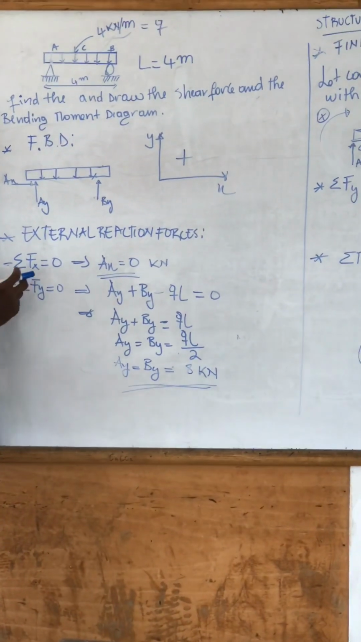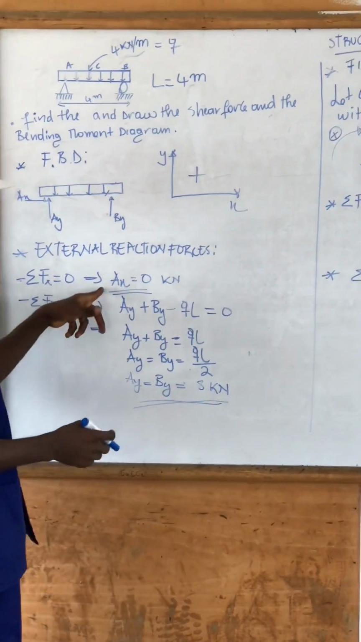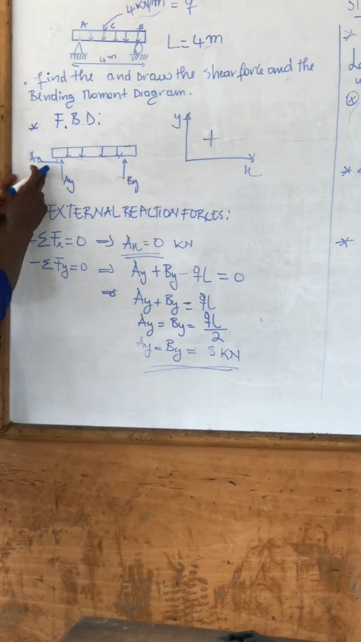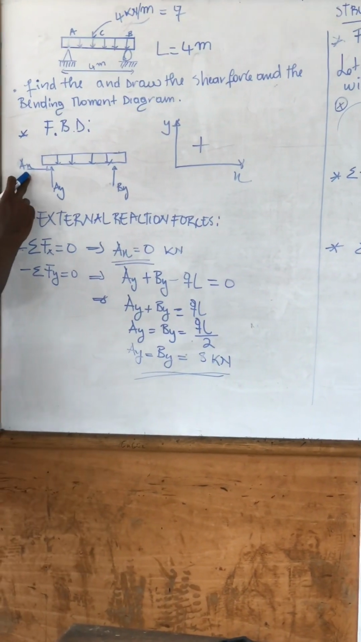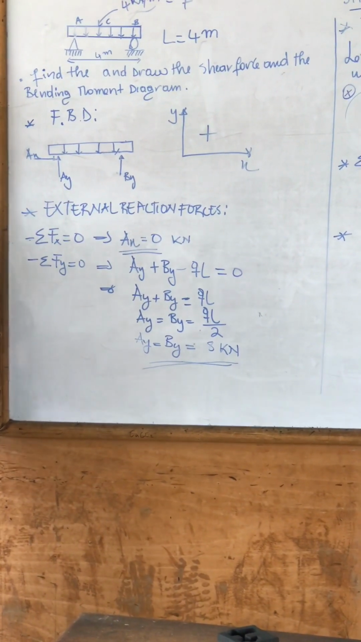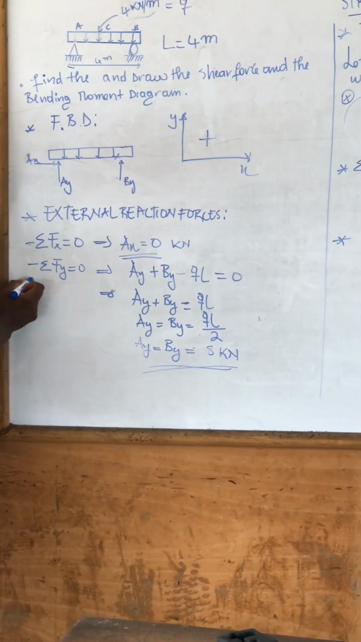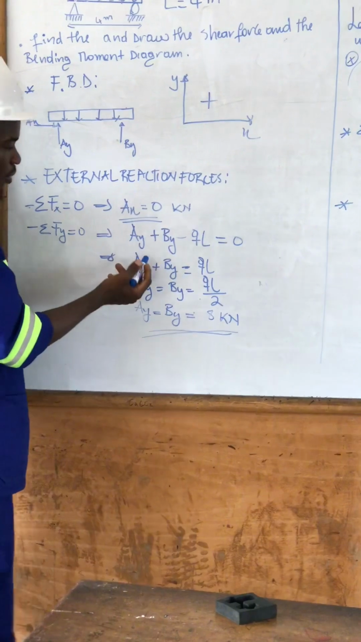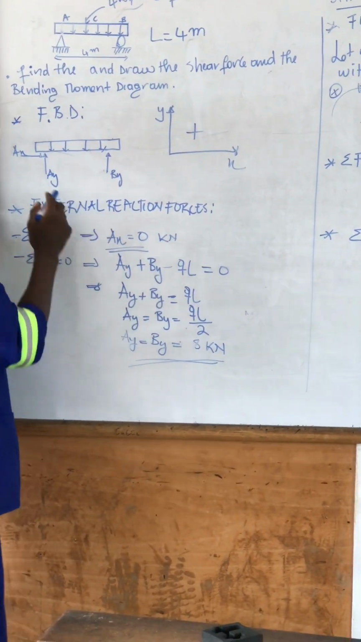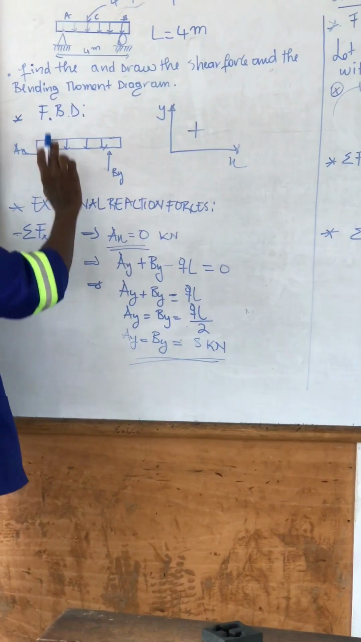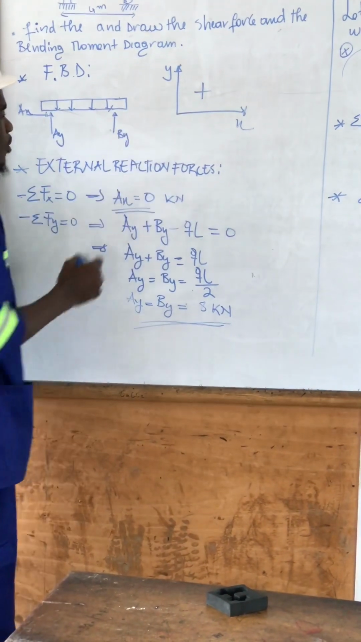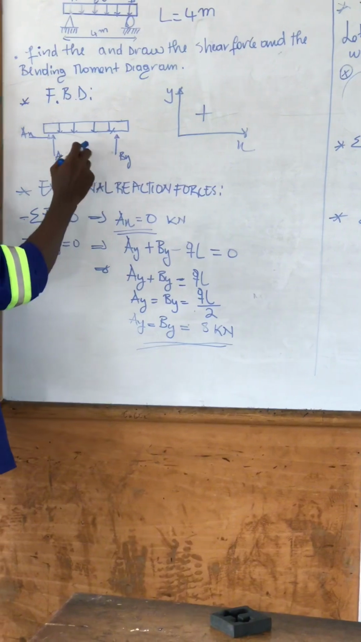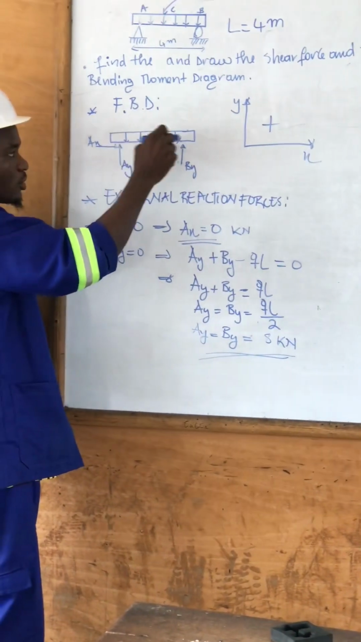Second step, we look for the external reaction forces. The summation of forces along the x-axis gives AX equal to 0 kN. As you can see on the free body diagram, AX is the only force applied on the horizontal axis. Now we apply the summation of forces on the y-axis, equal to 0. We will have AY plus BY. AY and BY are pointing upward, so according to our reference frame they are positive, and then we have the uniform load applied on the whole structure.